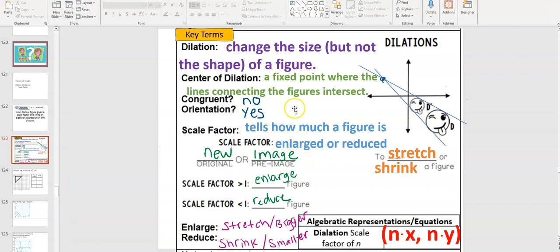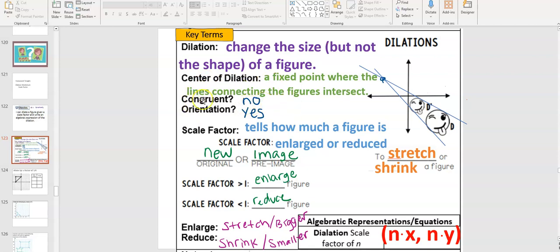A center of dilation is a fixed point where the lines connecting the figures intersect. Basically, if I were to draw a line between the smaller image and the bigger image, and then draw another line, wherever the two lines intersect, that's where the figure was growing from. That's the center of dilation. That's what it's either enlarging or reducing from. Sometimes it's in the middle and it makes it bigger and smaller from the middle. Sometimes we go outwards or inwards. It just depends on where we want the center of dilation for our figure.